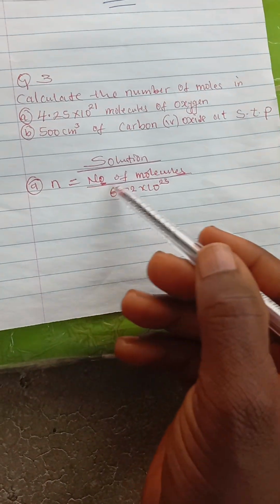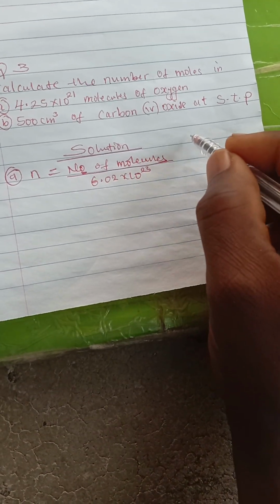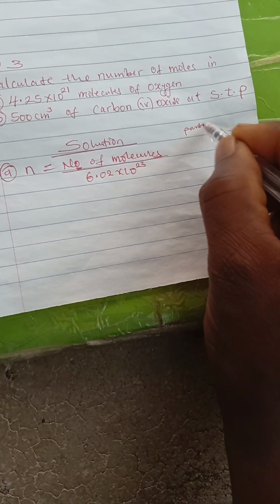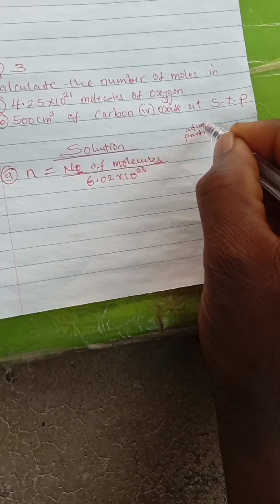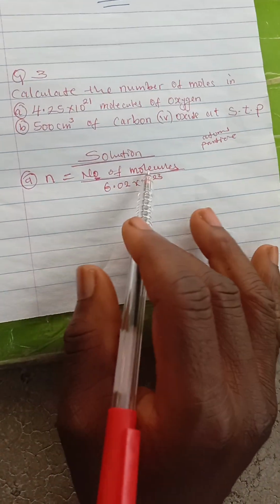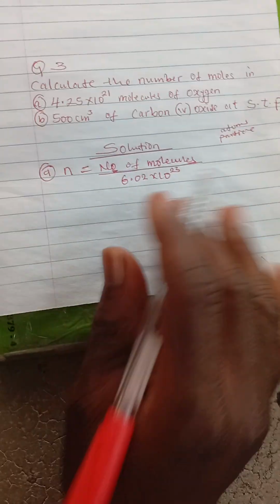Now where you see number of molecules, it could be a number of particles, it could be number of atoms, right? So it must not be molecules only; it can be particles or atoms, the same formula applies.